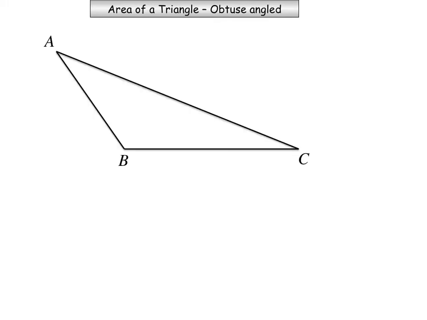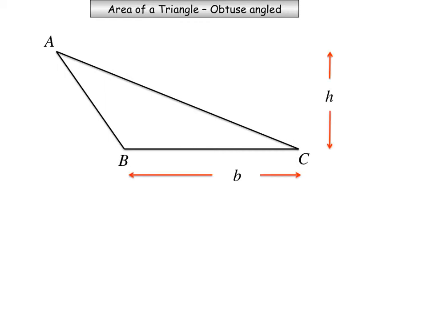So an obtuse angled triangle could look something like this, where you've got an obtuse angle in one of the angles. You can only have one obtuse angle in a triangle, because the angle sum of a triangle is 180 degrees. So you've got one obtuse angle, and we know that the area of a triangle is a half times base times height.